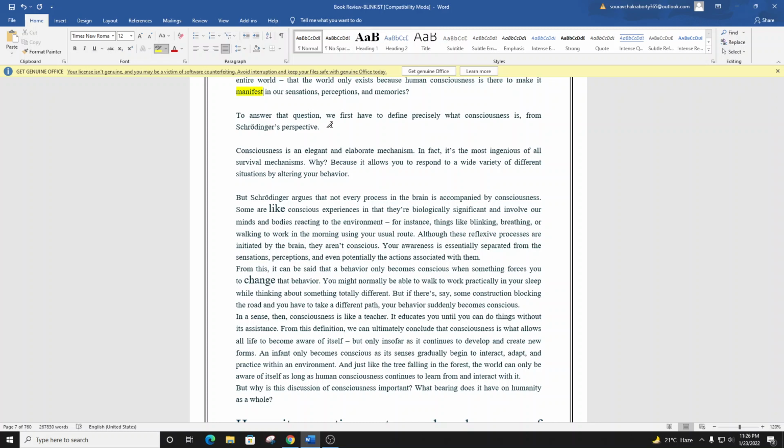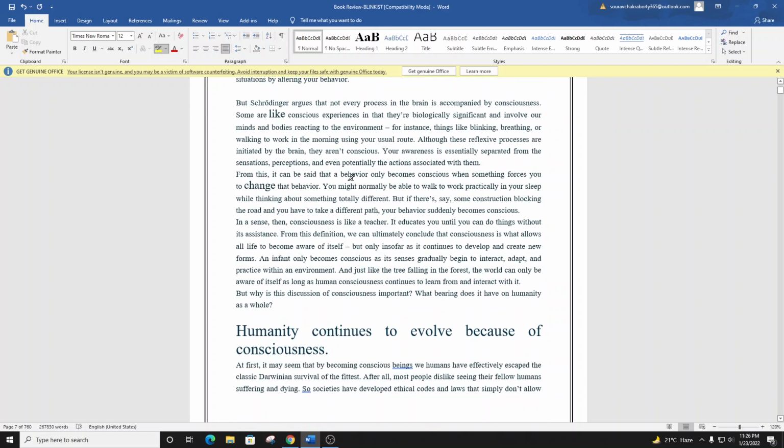Consciousness is an elegant and elaborate mechanism. In fact, it's the most ingenious of all survival mechanisms. Why? Because it allows you to respond to a wide variety of different situations by altering your behavior. But Schrödinger argues that not every process in the brain is accompanied by consciousness.